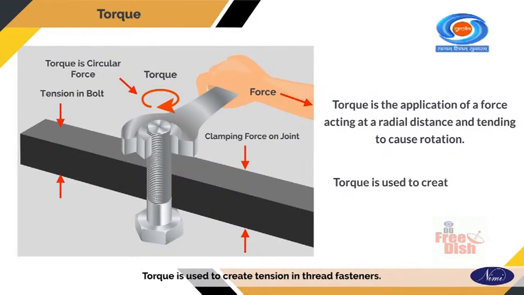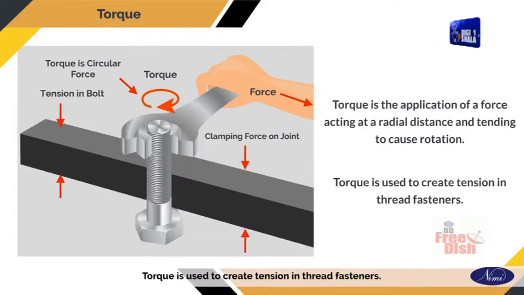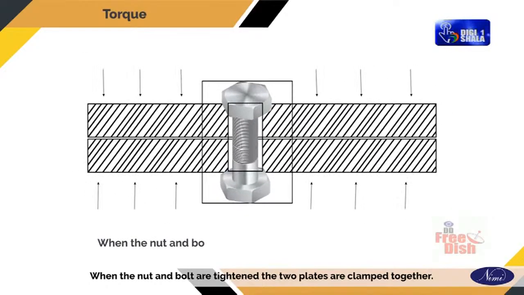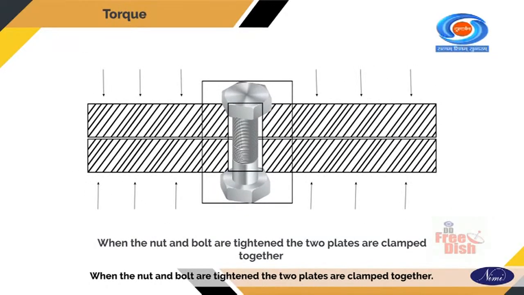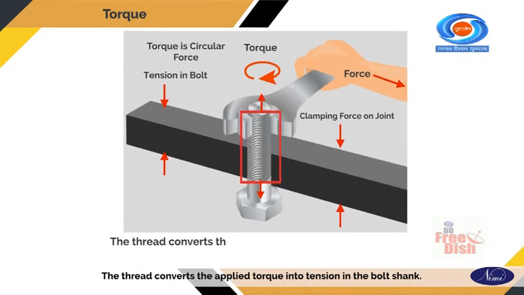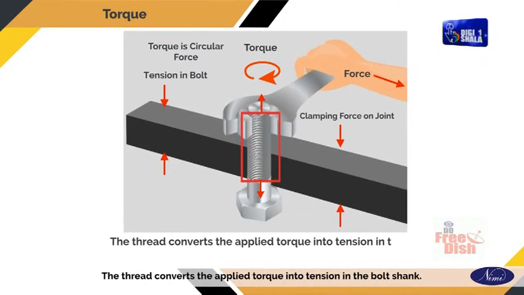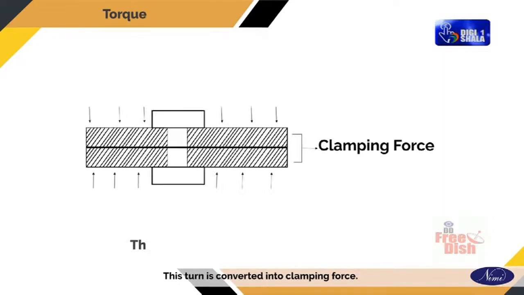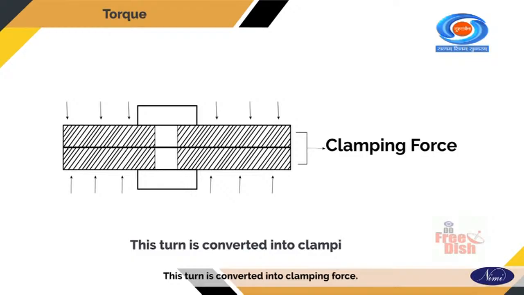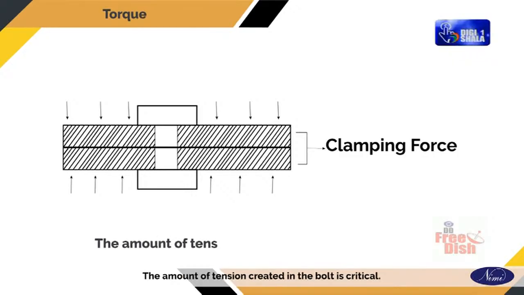Torque is used to create tension in thread fasteners. When the nut and bolt are tightened, the two plates are clamped together. The thread converts the applied torque into tension in the bolt shank. This turn is converted into clamping force. The amount of tension created in the bolt is critical.